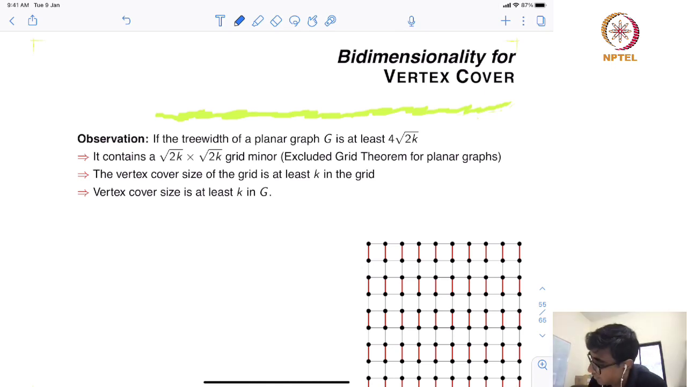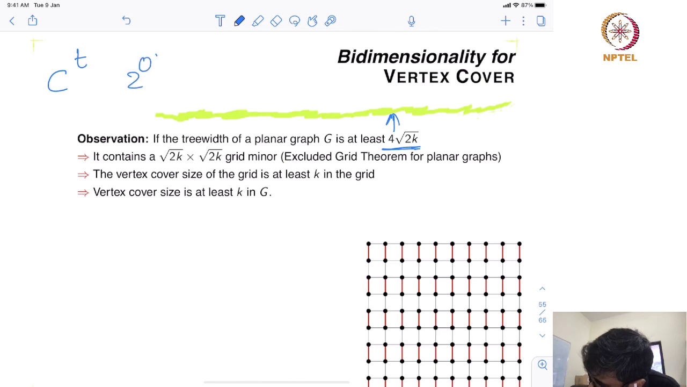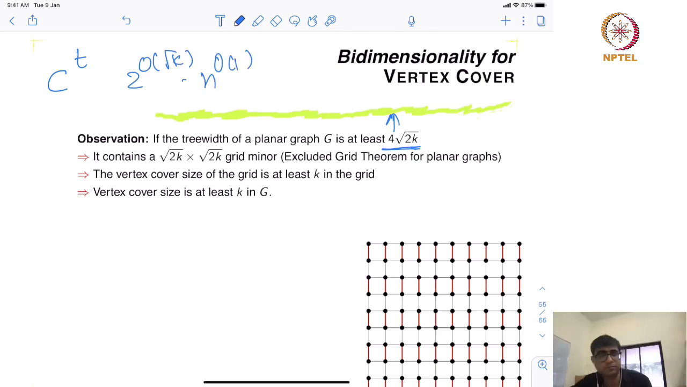And how can we check this? We already designed an algorithm that, given an integer k, runs in time 2 to the power t and tests whether the treewidth is at least this much or not. So for a planar graph G, to test whether treewidth is at least 4 root k, we can do this in 2 to the power big O of root k times n to the power big O of 1.